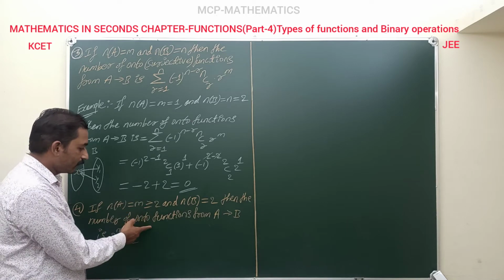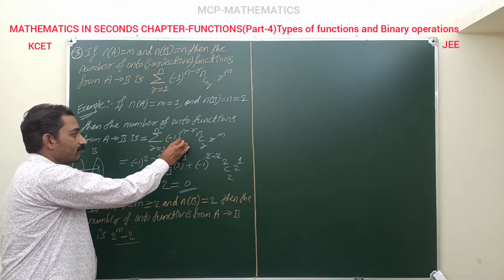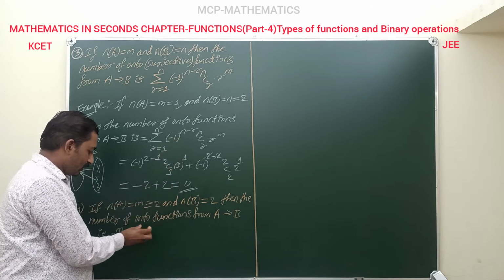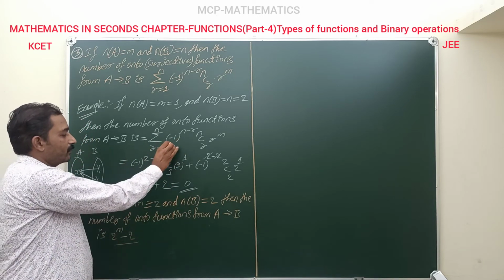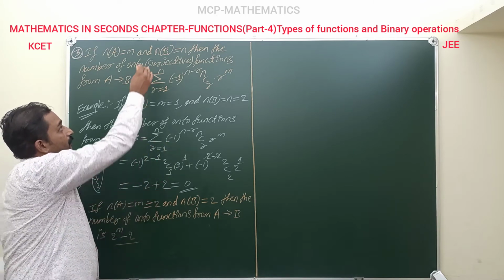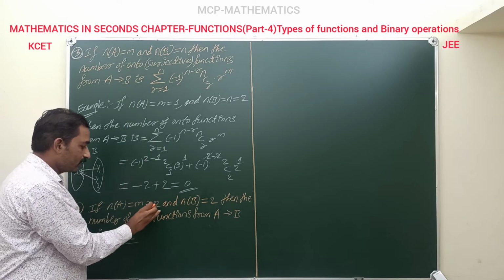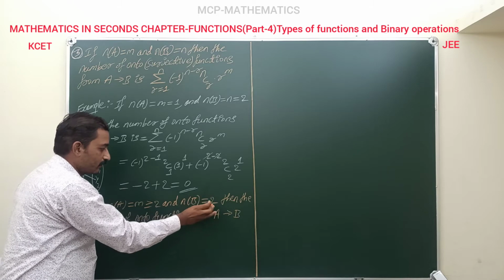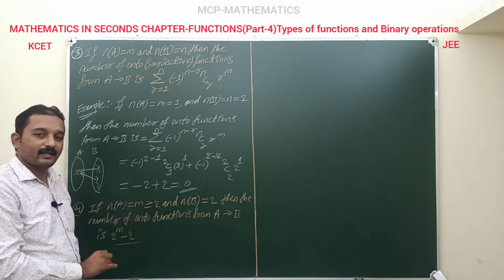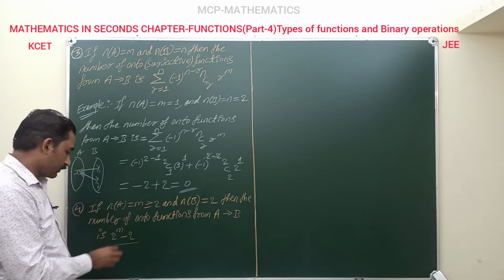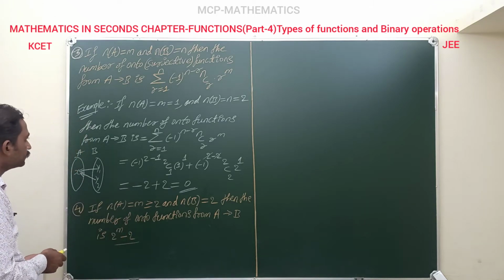So this problem can also be solved by using this formula, but it is a very shortcut method, with a restriction. The general formula can apply for any problems, but this one applies only for the restricted case: n of B must and should be exactly equal to 2 and n of A greater than or equal to 2. So take one example in this case.